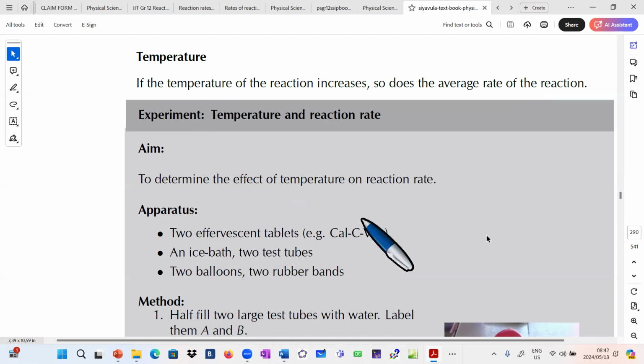So we continue. There's an experiment that can be done where the aim is to determine the effect of temperature on reaction rate. So if we increase the temperature, what happens to reaction rate? If we decrease the temperature, what happens to reaction rate? And that is what we investigate.